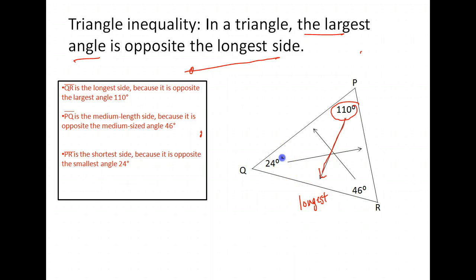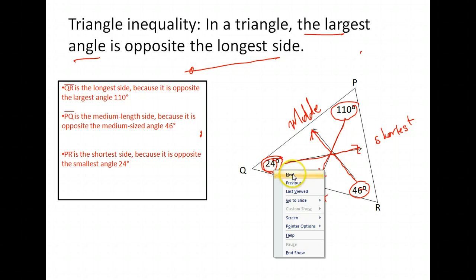Okay, next. Look at the other two. Here's my next biggest angle. 46 is bigger than 24. So the next side, this would be the middle length side, would be across from the 46. And 24 is our smallest angle. So across from that would be our shortest side. Okay, and we can use that to order sides or angles in a triangle. It just depends on what we're given.